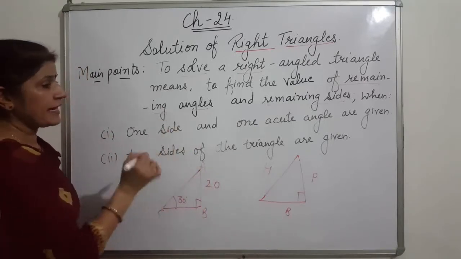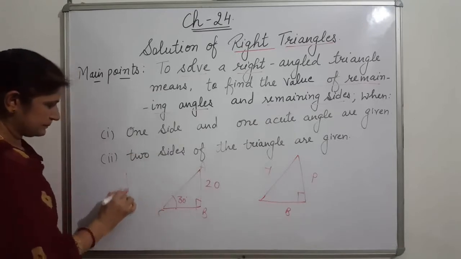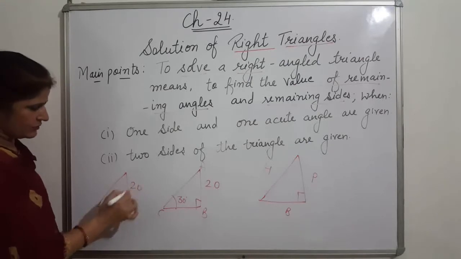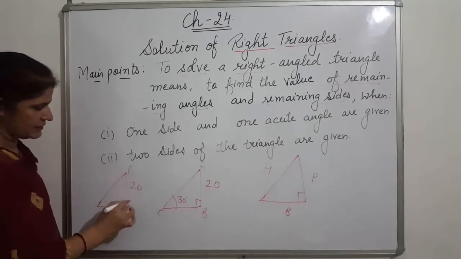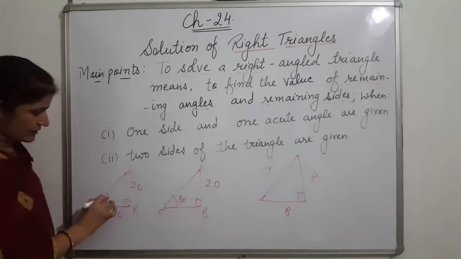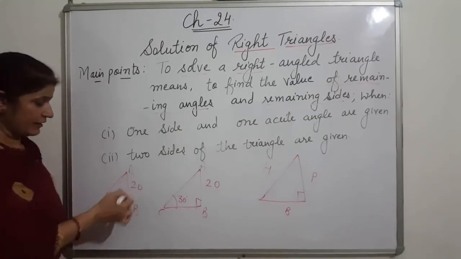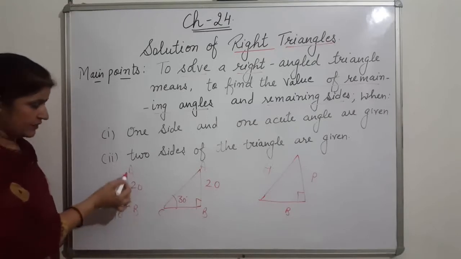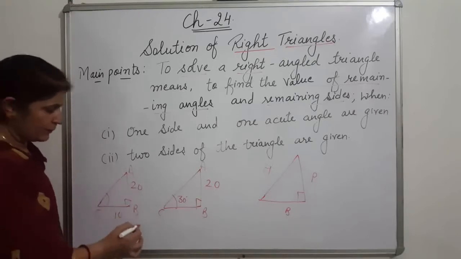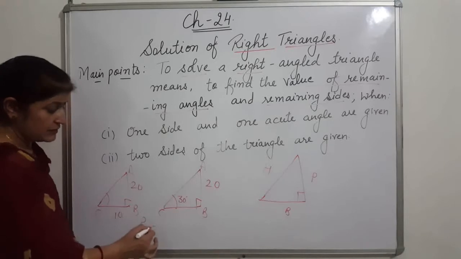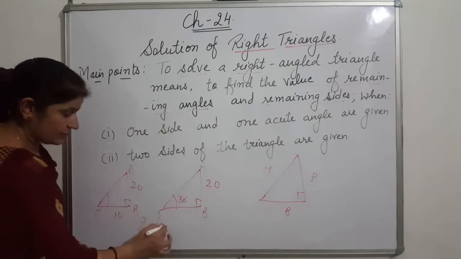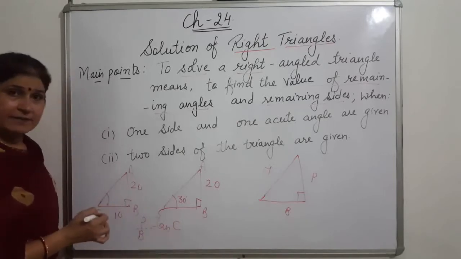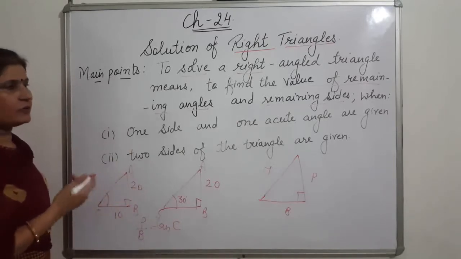Second one, when two sides of a triangle are given. Any two sides are given, suppose 20 and 10 we can take, and this is 90, and they ask to find this angle C. Then you can take the ratio of these two sides. This is base, this will be perpendicular. Perpendicular over base means which ratio? Tangent. And this angle we are finding, then we write it as tangent C. And then you substitute the value and you can calculate.